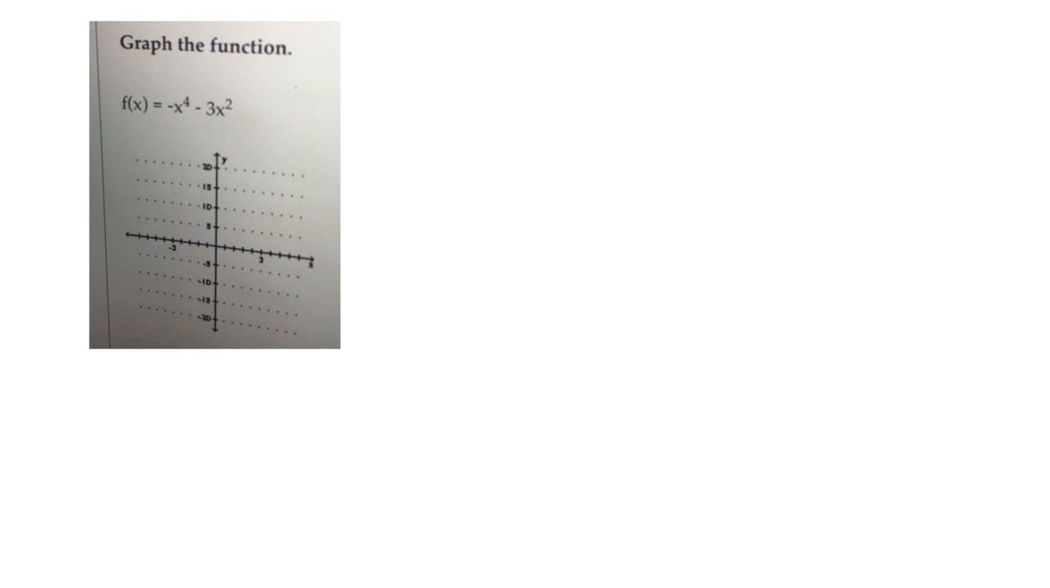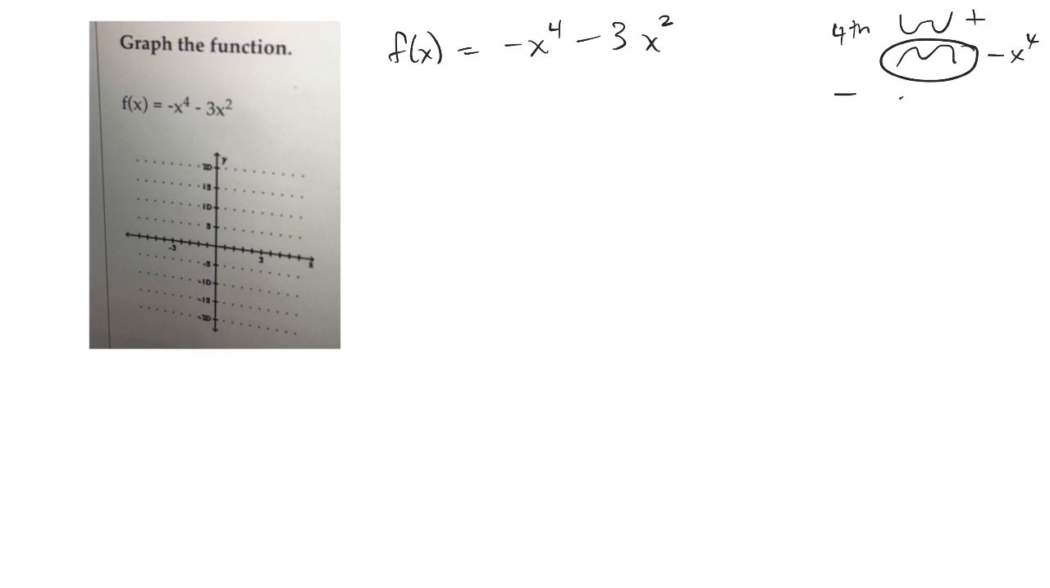Right, here's a good question that you need to know how to graph, and just on basic things. Your function is f of x is equal to negative x to the fourth minus 3x squared. So it's a fourth degree polynomial, so you know it's like that or like that. It's negative, so it must be like that one. This one will be positive x to the fourth. This is negative x to the fourth, so it has to look like that.